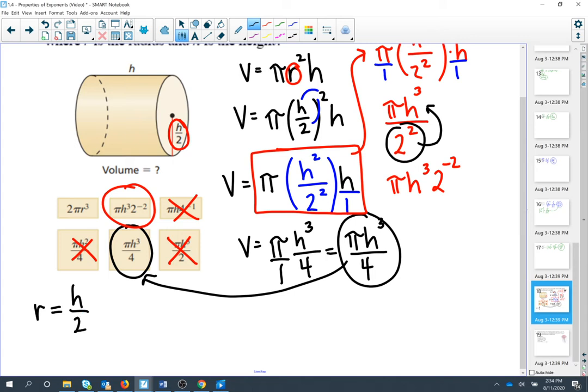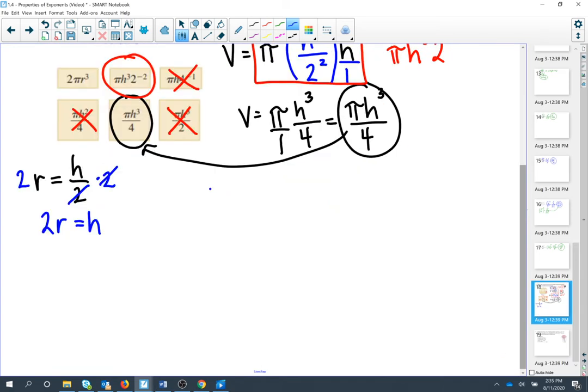Well, what if I were to solve this equation for h to get h by itself? I would multiply both sides of my equation by 2. So that would cancel, and I would get 2r equals h. Then I'm going to go back to my original volume, because I know that the volume of a cylinder is pi r squared h, and I now know that h is really 2r. So I'm going to substitute 2r.